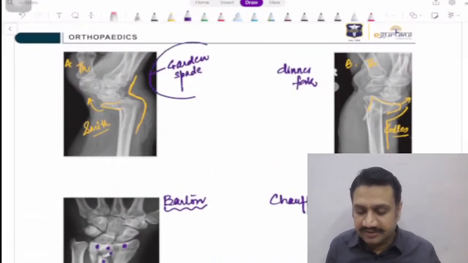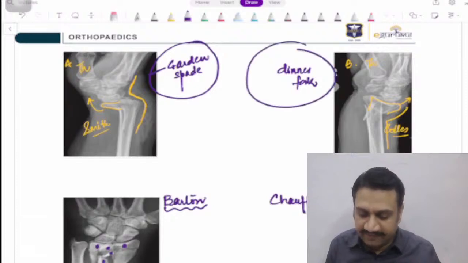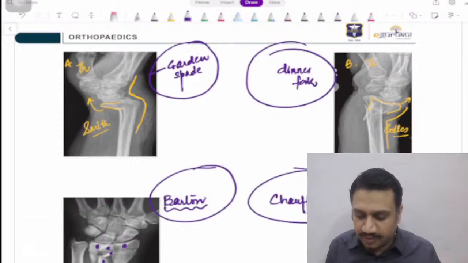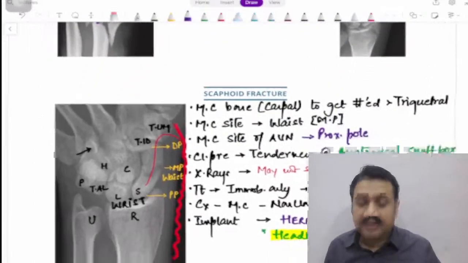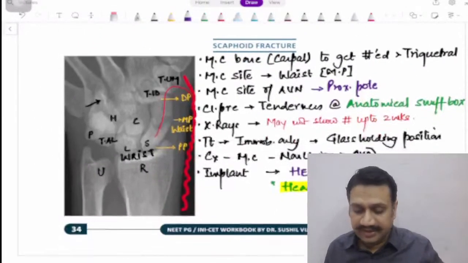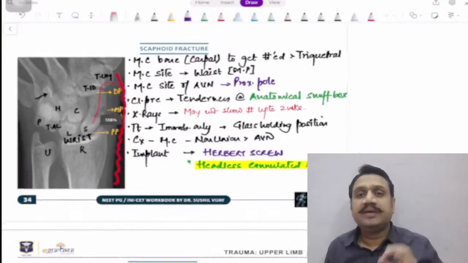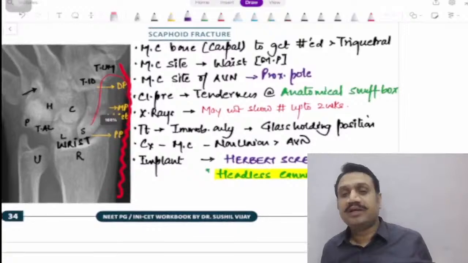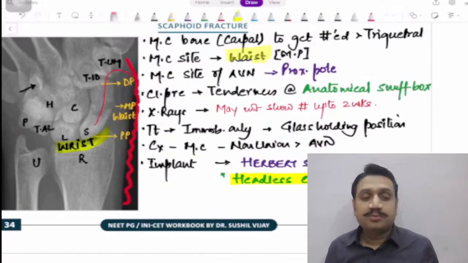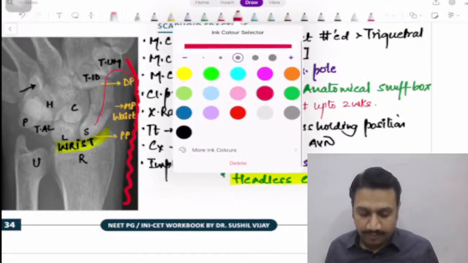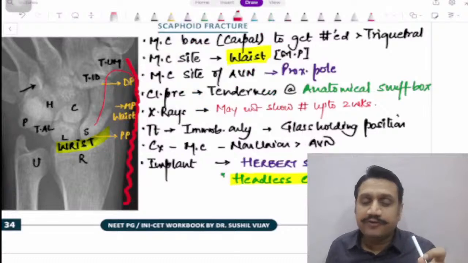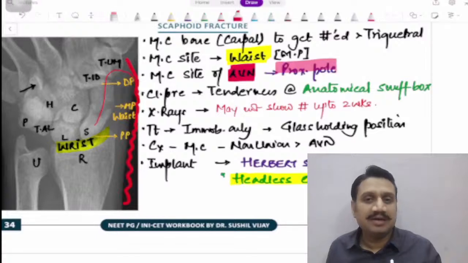If the waist is fractured, the site for avascular necrosis has to be the proximal pole, right? And tenderness clinically is always in the anatomical snuffbox. Treatment is first the plaster to be given in the glass holding position. And what is the most often seen complication? It is always non-union followed by AVN. And if you are suspecting AVN or non-union, always go for MRI.